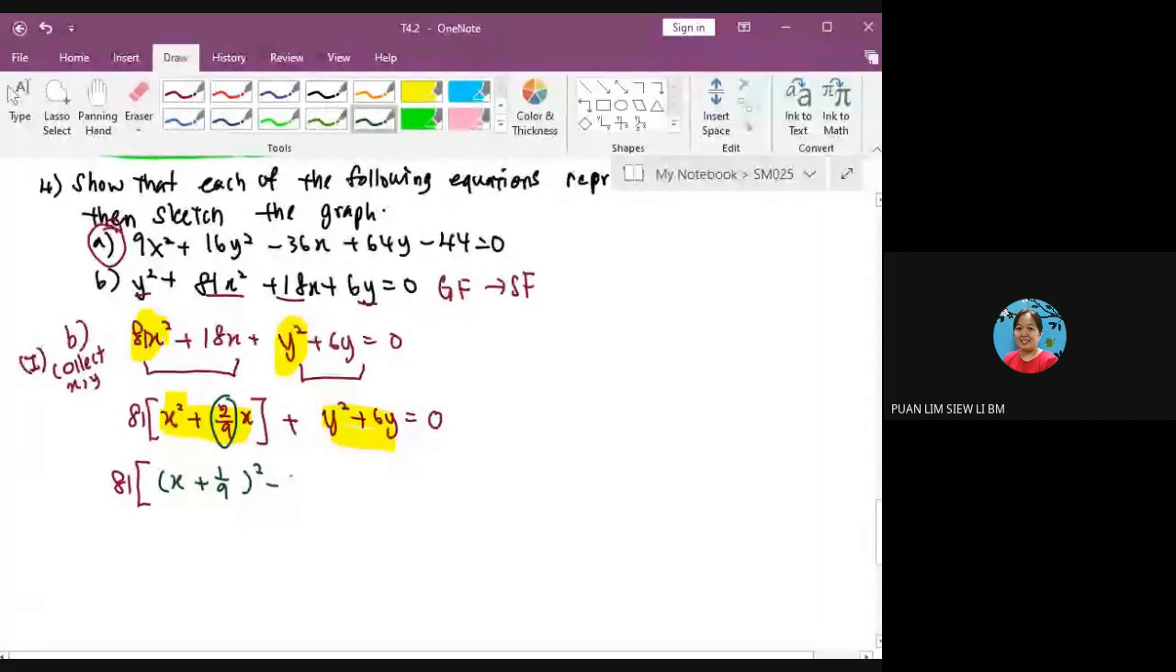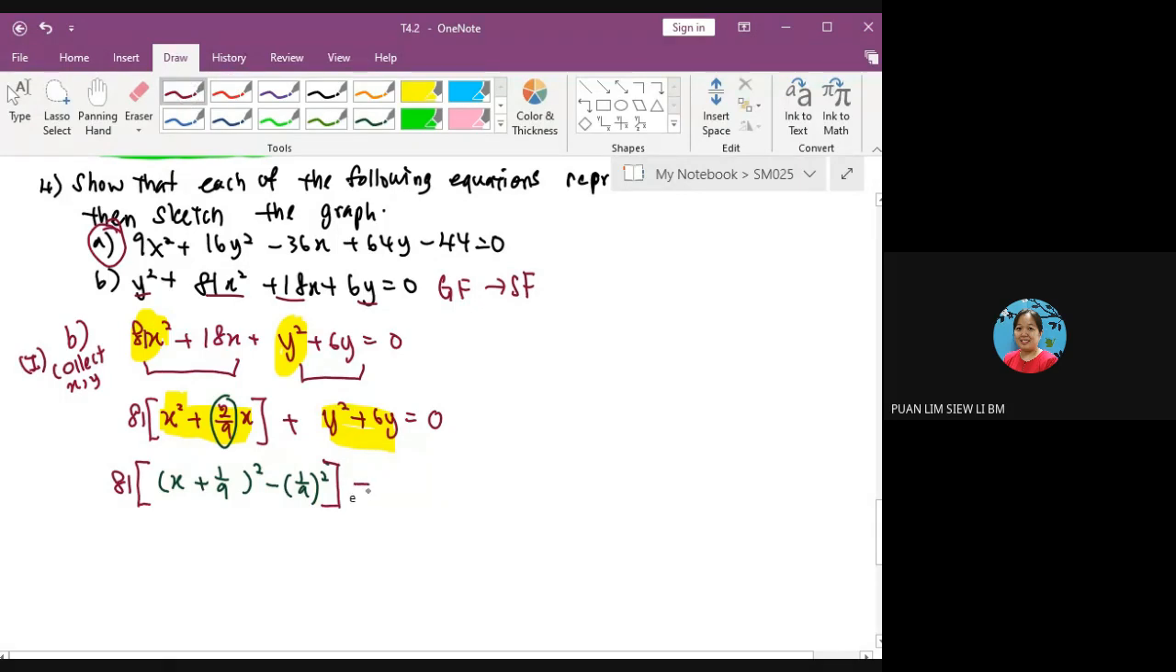Kemudian tolak balik nilai yang kita tulis tu square. So that will be our completing the square. Okay, completing the square inside the bracket. Okay, so masuk kurungan x square, bahagian b ini bahagi 2, then tolak balik nilai yang nak tulis itu.